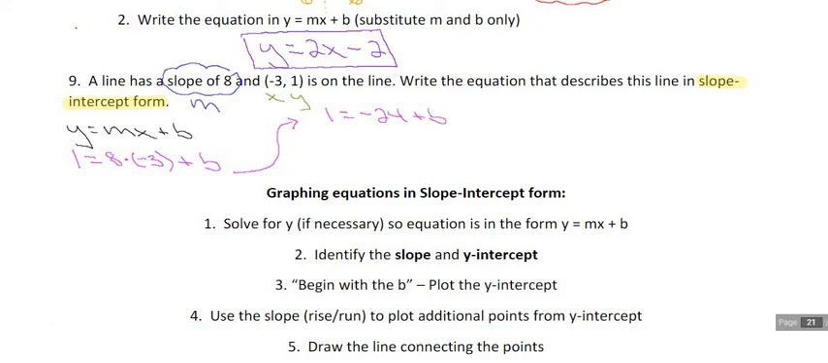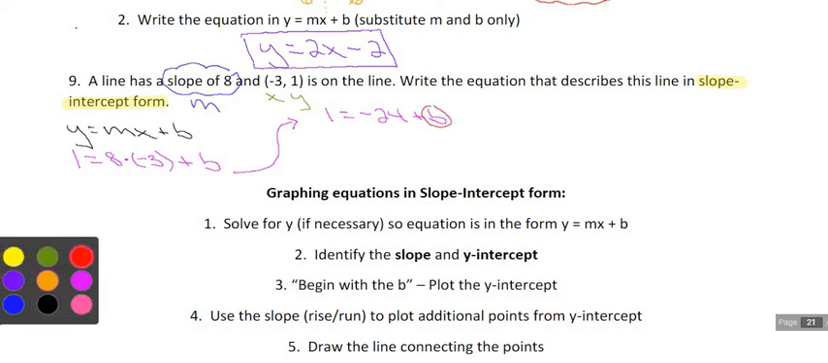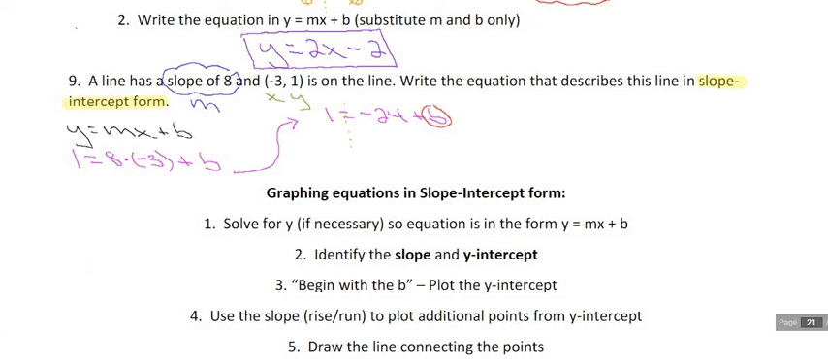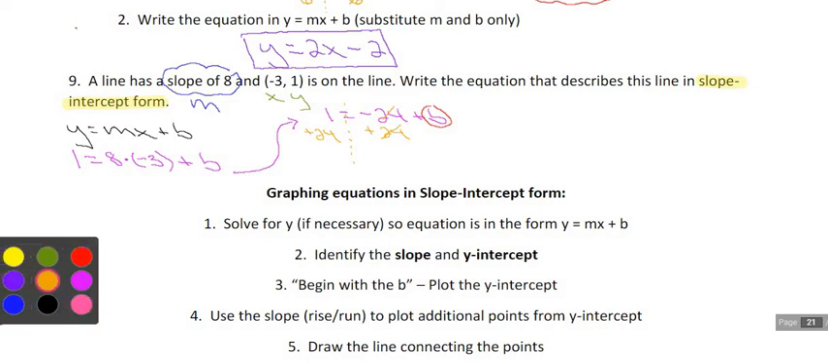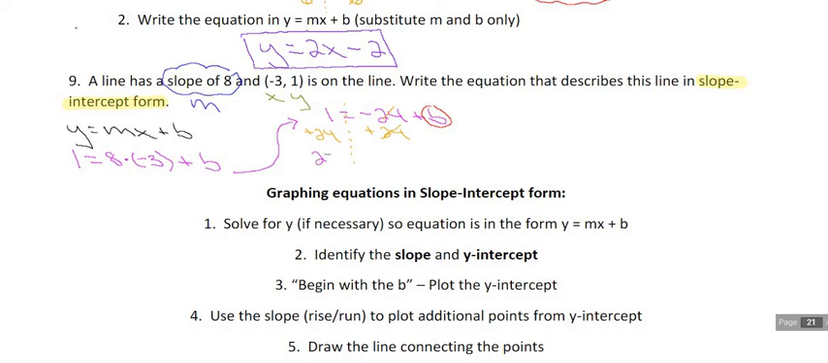And now let's solve for b. So if I circle b, in order to get b alone, I need to get rid of this negative 24, so I'm going to add 24 to both sides. So that means that 25 equals b, aka b equals 25. So we now have our slope, which was 8. We have our y-intercept, which is 25.